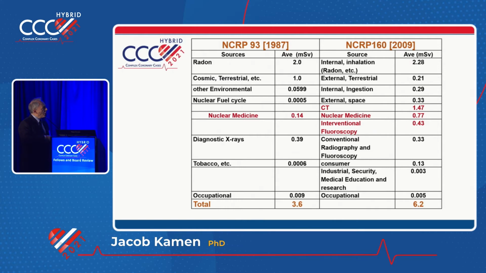Then they said it's changing because now you have interventional radiology, interventional fluoroscopy. So the numbers are changed. In 2009, they did another study, and it came to 6.2 millisievert, 620 millirem, average American gets. Is that clear? Now, if you go to Denver, because of the high altitude, you get 1200 millirem, and that's part of life. You can't change it.